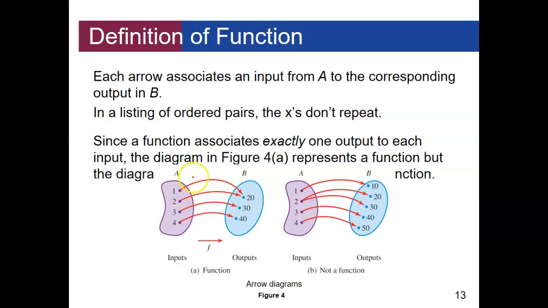So we're not seeing 1 be assigned to 2 different outputs. It's assigned to one output. If you look over here, 2 is being assigned to 20 and to 30. And so this would not be a function because 2 cannot be assigned to 2 different values.